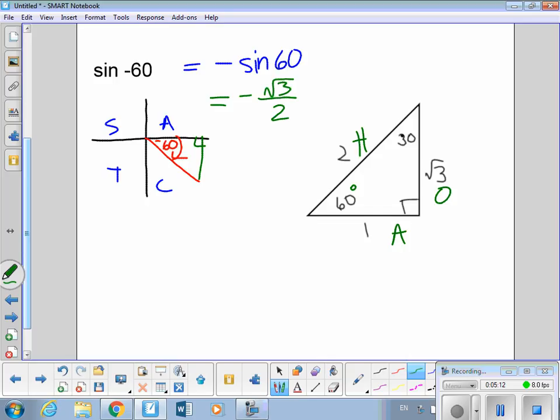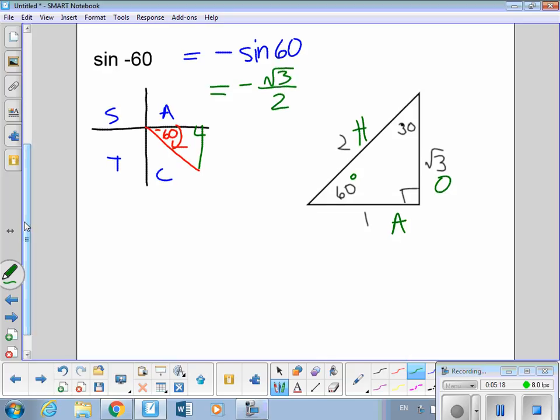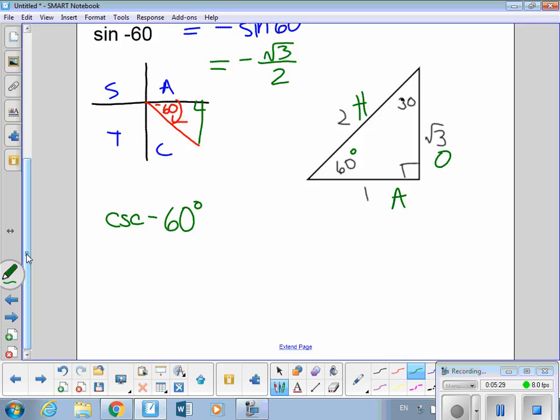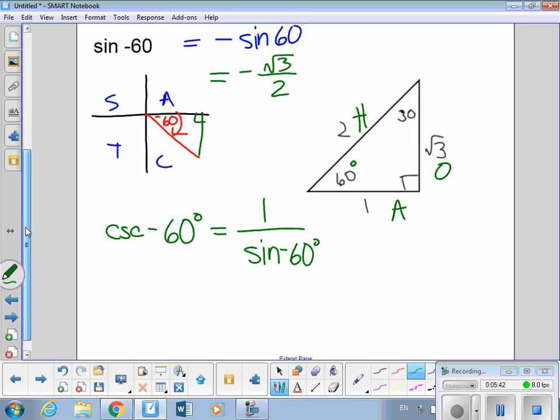Okay, so that's how you do the exact values. Exact values can also be used for the secondary trig ratios. So if, instead of the sine of negative 60, I had the cosecant of negative 60, it's the same kind of process. I probably would do something like this to make it a little bit easier for myself. Or the other thing I could do is use the same process.